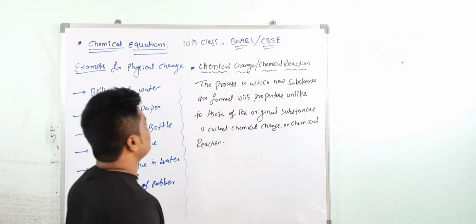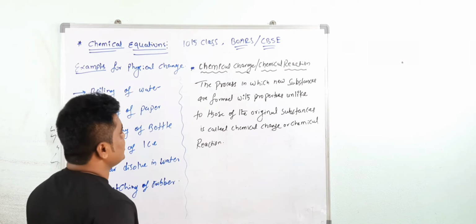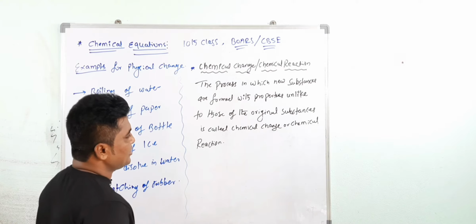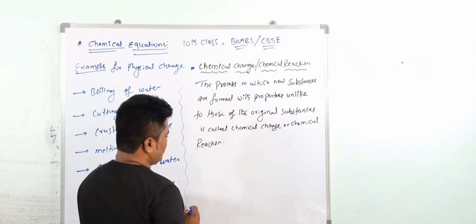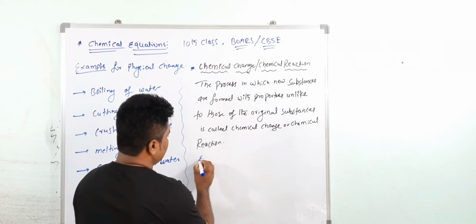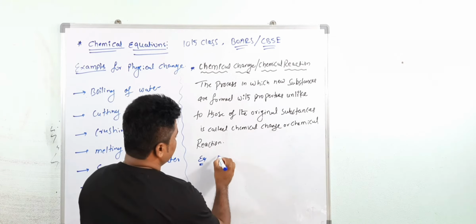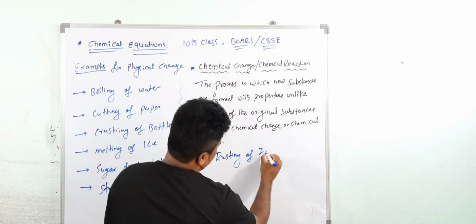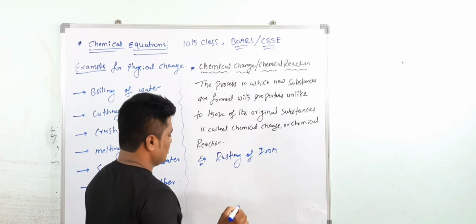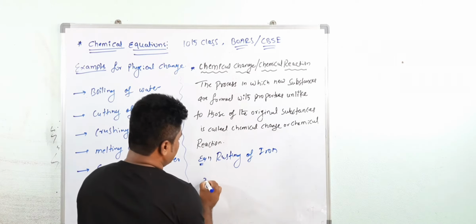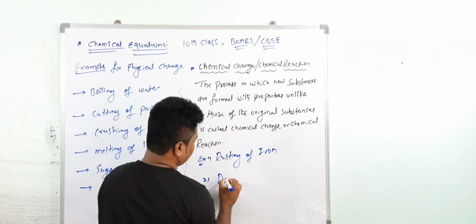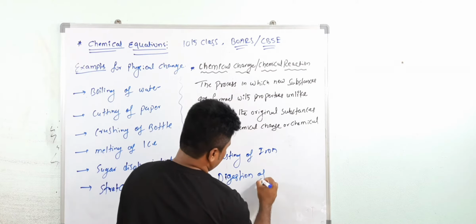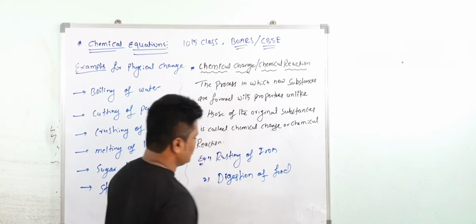So here, what is the chemical change? The process in which new substances are formed with properties unlike those of the original substance is called chemical change or chemical reaction. Understood? For example, see, you can write here example. See here, rusting of iron. Okay, it is a permanent change. And the second example, digestion of food. Digestion of food is also a chemical change.